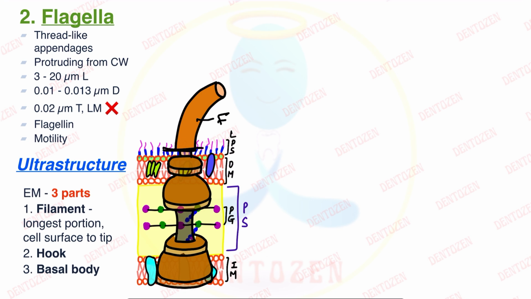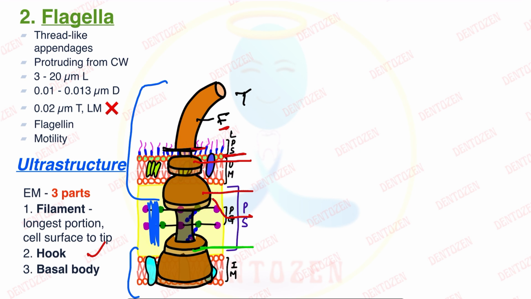Then the second portion is the hook. Hook is the part by which the filament is attached. So there is a ring. This ring is attached to the lipopolysaccharide of the outer membrane here. Then another ring is there, which is attached to the peptidoglycan layer of the cell wall, as we can see here. And then there is a rod. As you can see, this is the rod part that is between the outer and the inner parts. Below that rod there is another ring which is just above the cell membrane, and then there is another ring through which it is attached to the inner membrane or the plasma membrane.